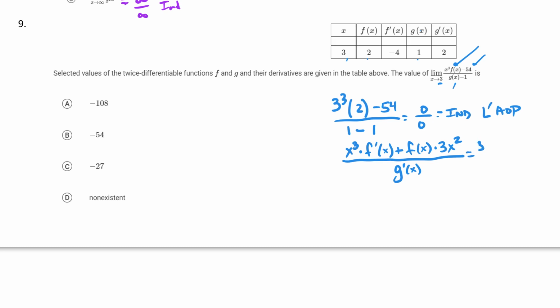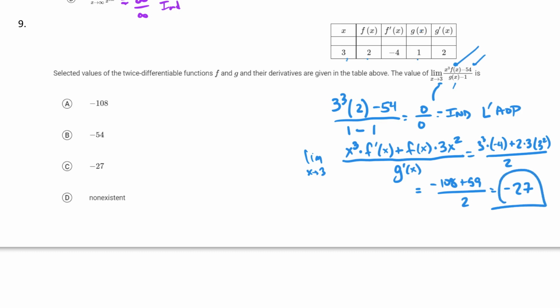Over here, I'll end up with 3 cubed times f prime of 3, which would be the negative 4, plus in this case f of 3. So I'm doing direct substitution, plugging the 3 back in, right, because it's the limit as x goes to 3. So where do we end up? f of 3 gives me back 2 times the 3, and then this is x squared, so it'd be 3 squared, all over g prime of 3, which comes out to be 2. And this ends up being negative 108 plus the 54, all divided by 2, which is negative 27 as my answer, and that would be C. All right, let's move on to the next one.